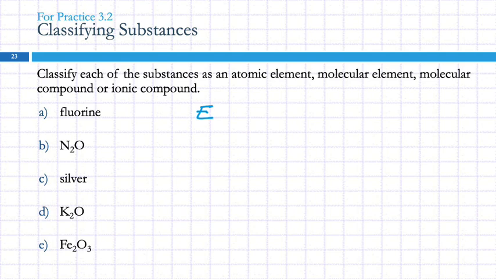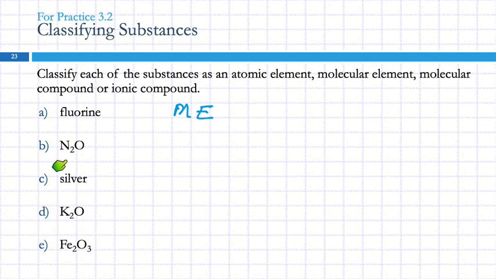Molecular. Horses need oats for clean brown eyes. So F is at the corner of that 7. So this is a molecular element. It contains little molecules of 2 fluorine atoms.